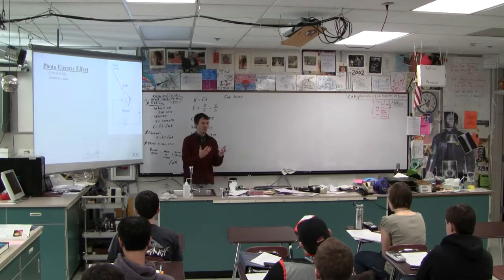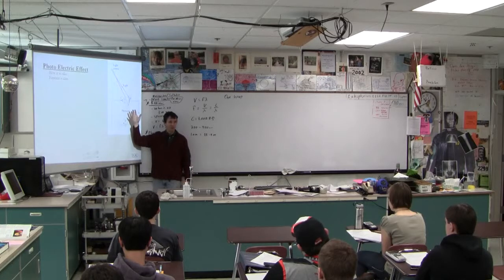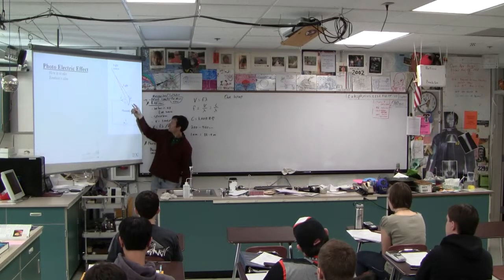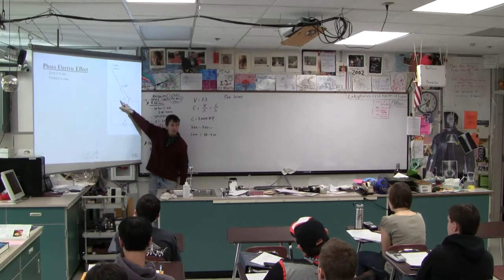This is called the photoelectric effect, and in this circuit, they're actually using the photoelectric effect as a light detector. If you look at this, here's a battery. Electrons that are ejected from this spot here, this side is negative, this side's positive.